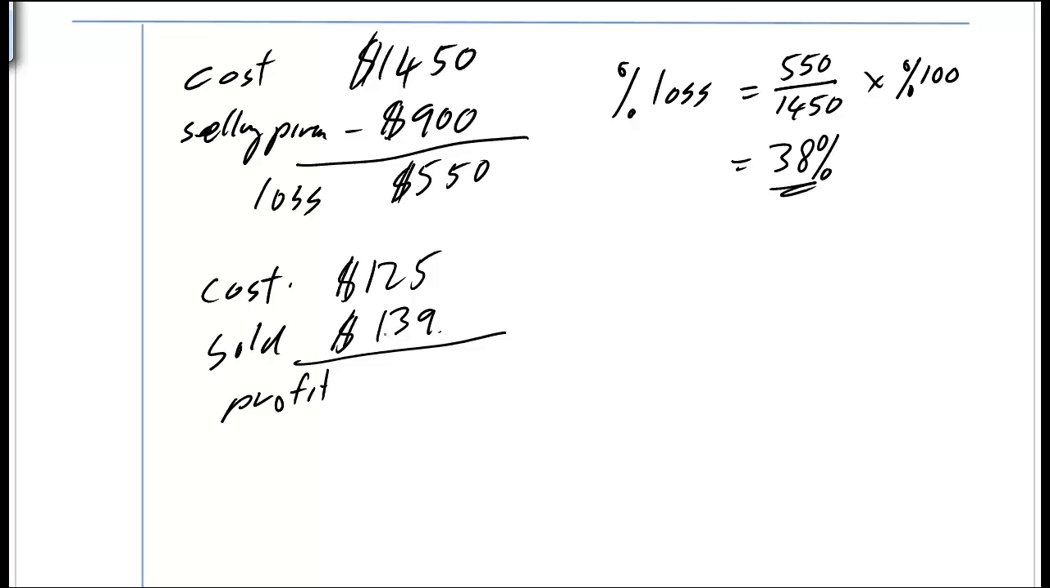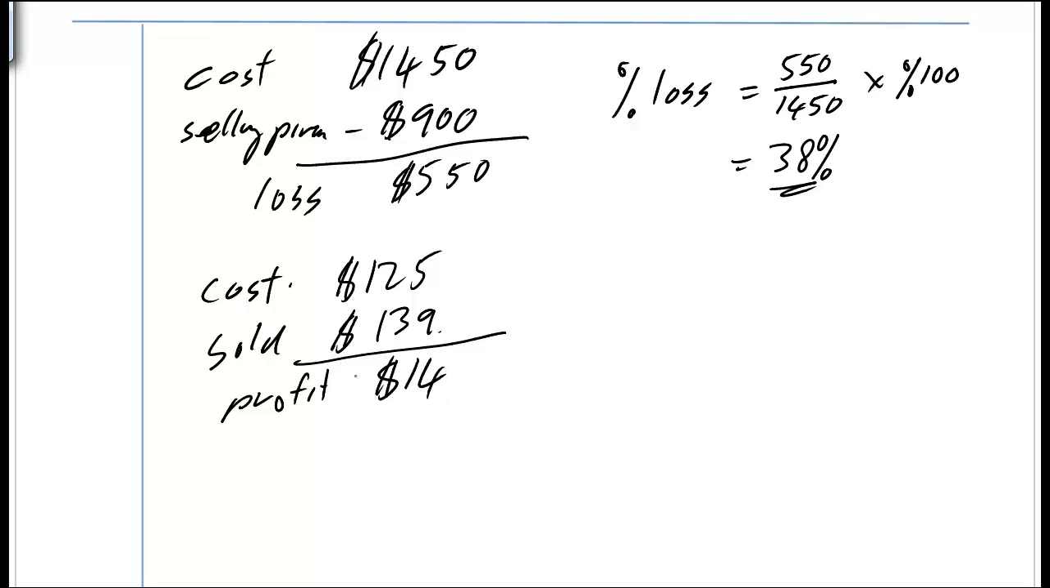Well, he sold it for $139. The cost was $125. So what's the difference between those two? I think the difference is what? No, I've got to think about this. $14, I think. So the profit was $14. That's how much money he made.